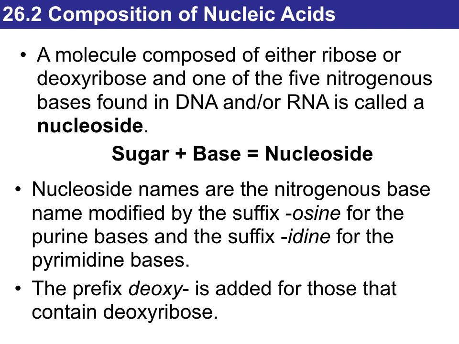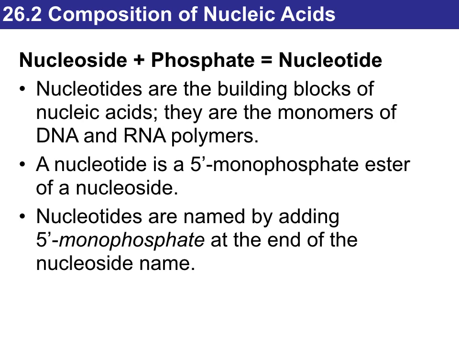Looking still at the composition, the molecule with the ribose or deoxyribose and one of the 5 nitrogenous bases, we call that a nucleoside. So a nucleoside is the sugar and the base, and the name is modified by the suffix -osine for the purine bases and -idine for the pyrimidine bases. Deoxy is for the ones that have deoxyribose. Then, a little bit more complex, a nucleoside plus a phosphate becomes a nucleotide. They are the monomers of both DNA and RNA.